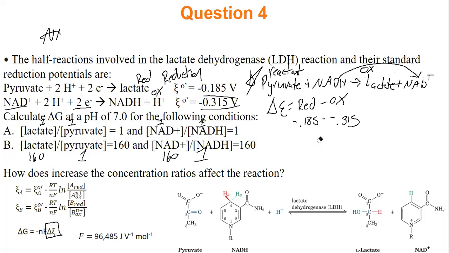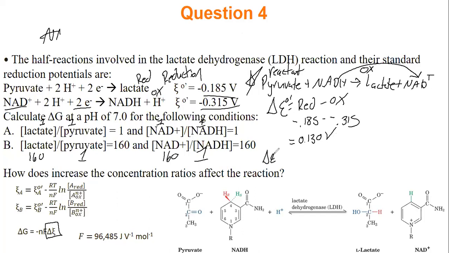All right. So we calculate delta E, and this is actually delta E not prime. And that will give us a positive number, which is 0.130 volts. All right. Now we can set up our delta E equation.